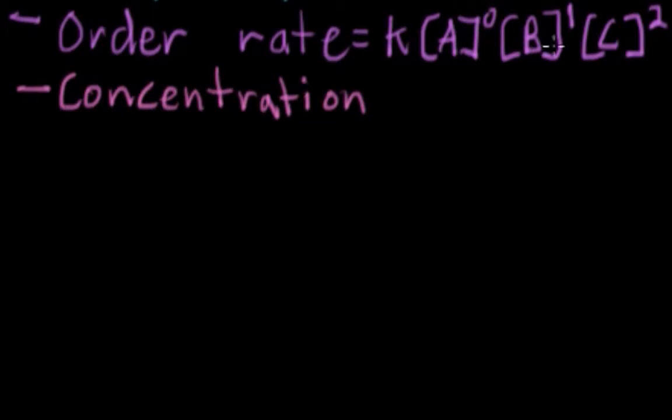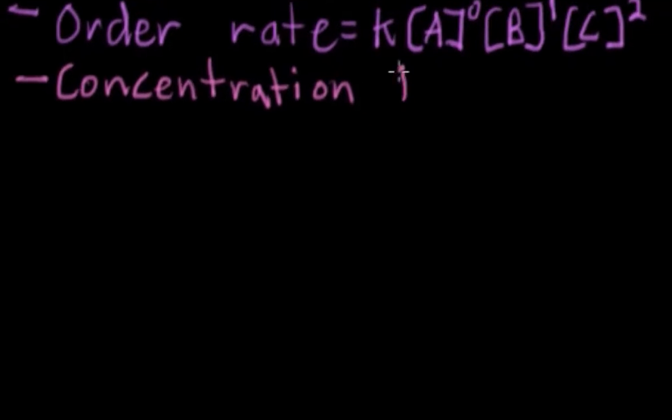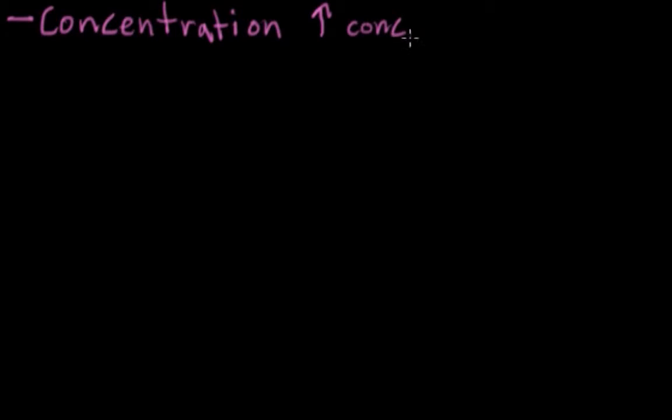So looking at this rate law I've written here, if we double the concentration of A, that's A to the 0, so the rate actually stays the same. If we double the concentration of B, that's B to the first, so the rate will also double. If we double the concentration of C, that's C squared, so the rate will quadruple because 2 squared is 4.